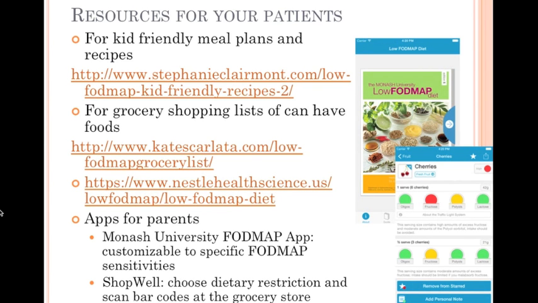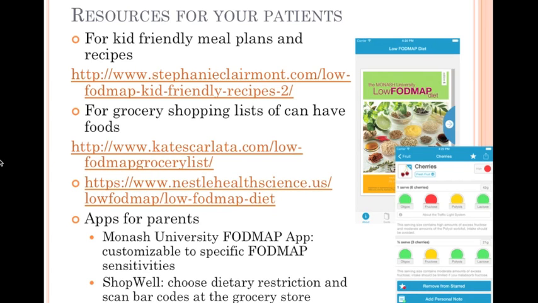It's also important to provide resources to patients and their families. So this slide provides a few resources that suggest low FODMAP recipes and sample meal plans. Those charts from a few slides ago are also from this link here.